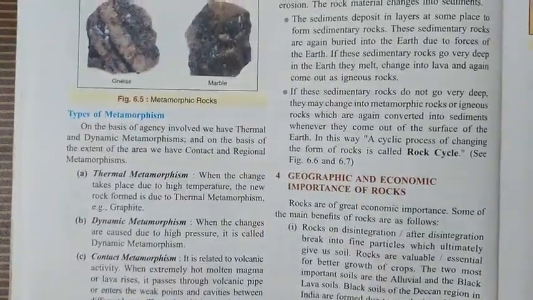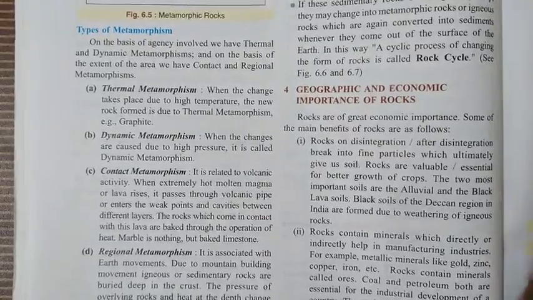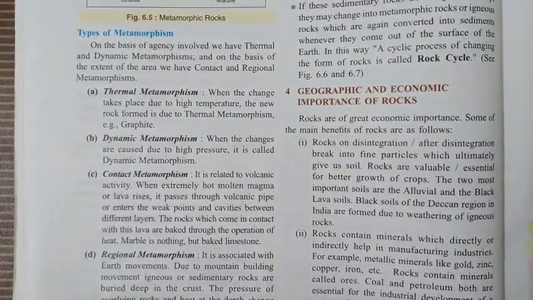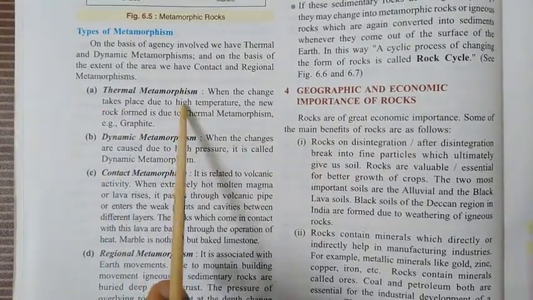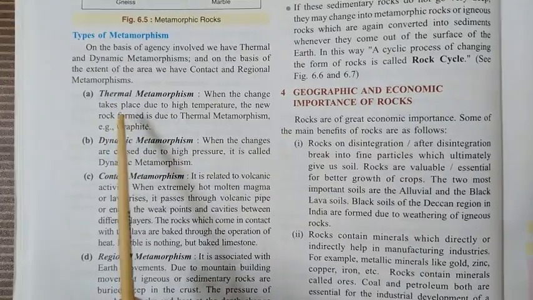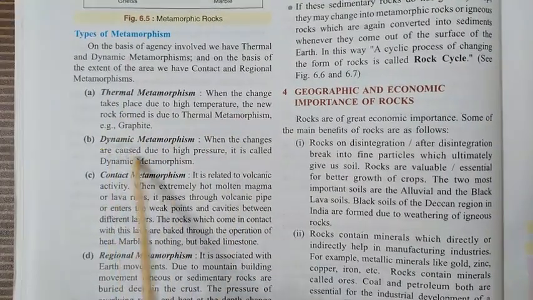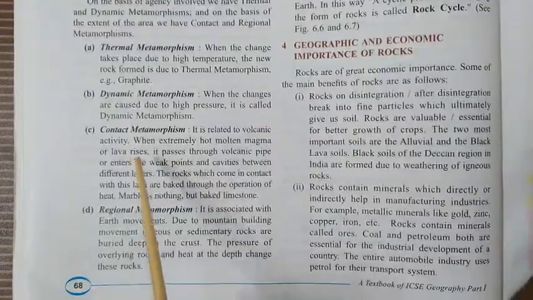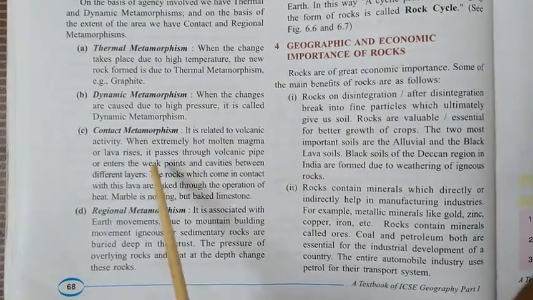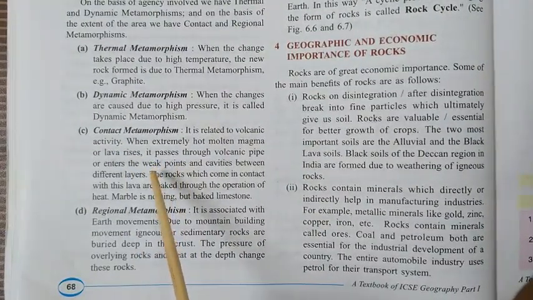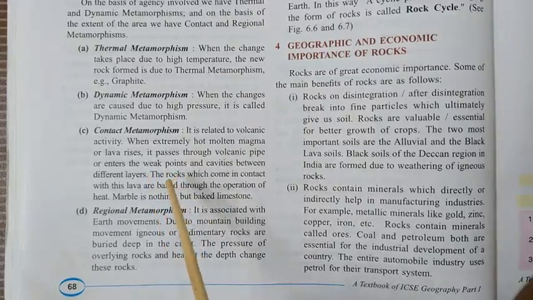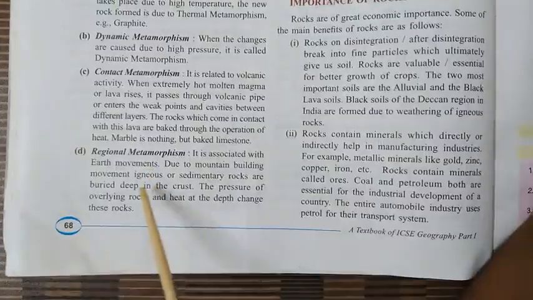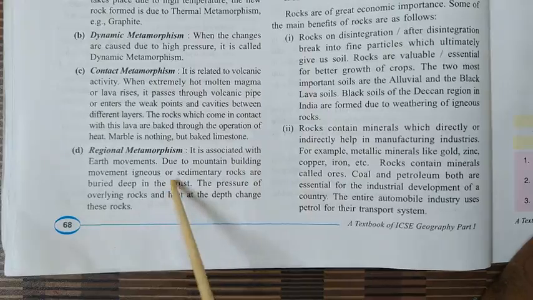Now let's see the types of metamorphism. There are 4 types of metamorphism, and the first is thermal metamorphism. Thermal metamorphism is formed due to intense heating. Dynamic metamorphism is caused by very intense pressure. Contact metamorphism is when the rocks come into contact with very hot magma during volcanic activities. Then another is regional metamorphism.